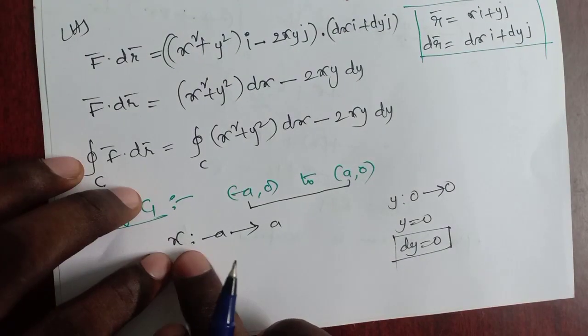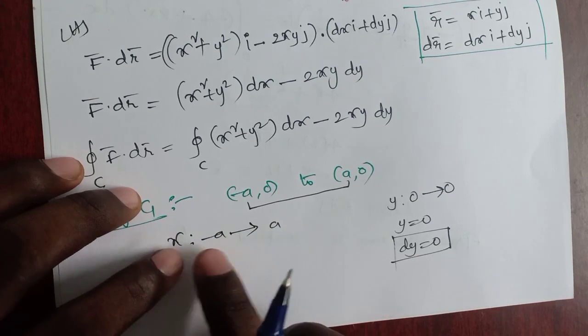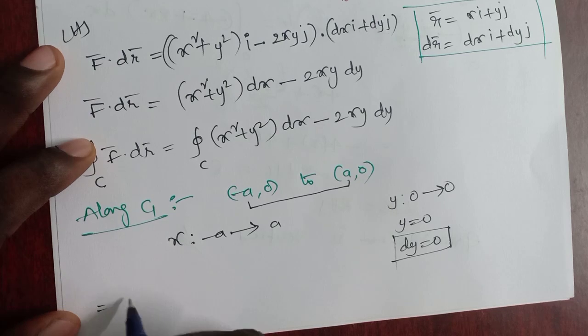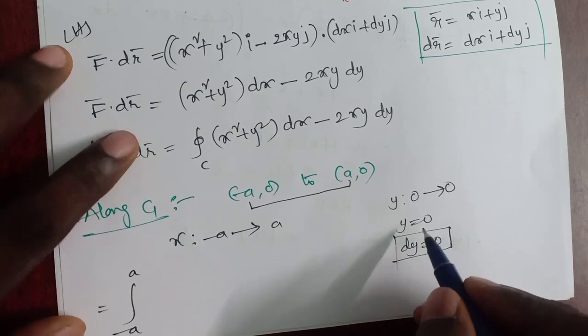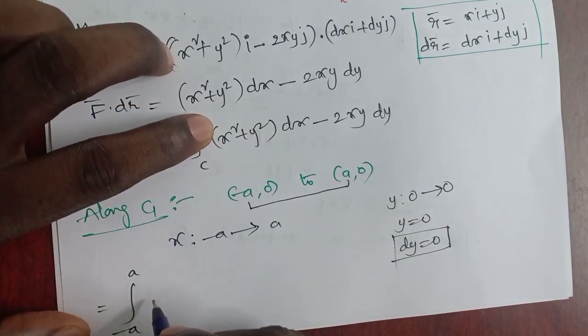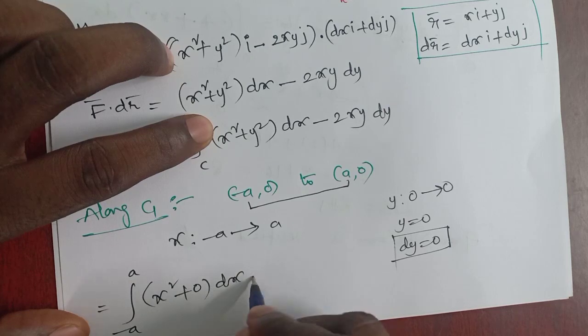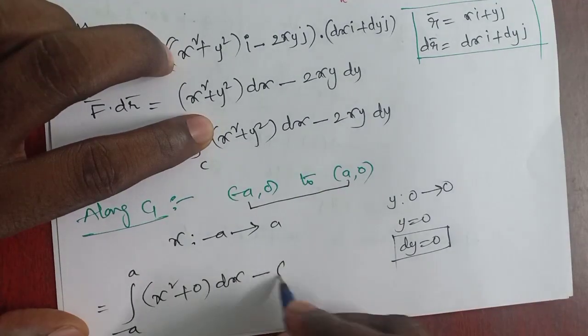So from this, x ranges from minus a to a, so the bounds of x is what? Minus a to a. So coming to the line integral, the bounds are from minus a to a. Since y is 0, x square plus 0 into dx minus dy is 0, since it is 0.